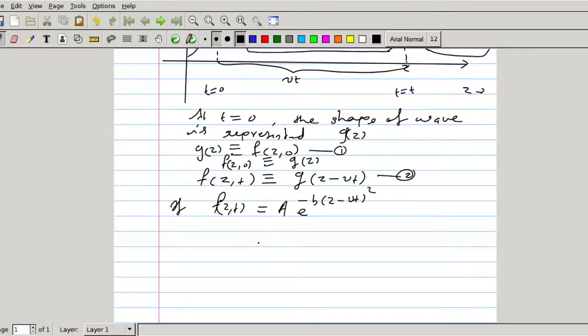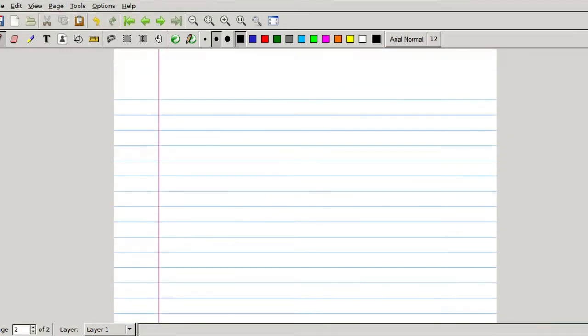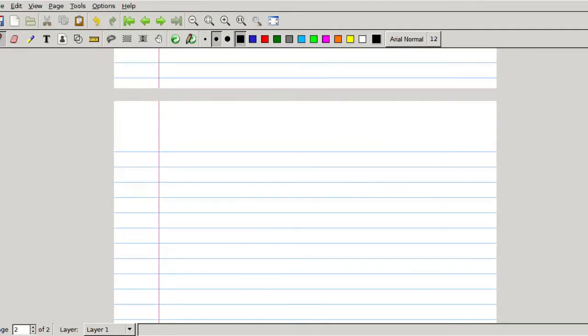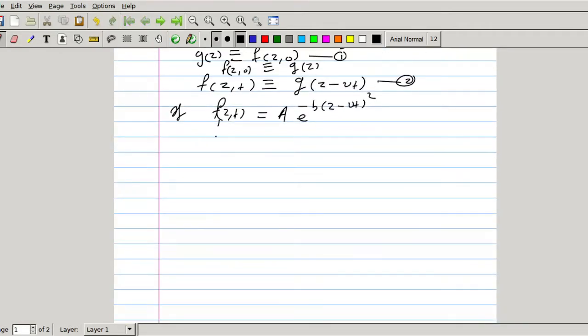Consider another function f2(z, t) equal to a by b into (z minus vt) the whole squared plus 1. This is also a wave equation because it is a function of z minus vt.